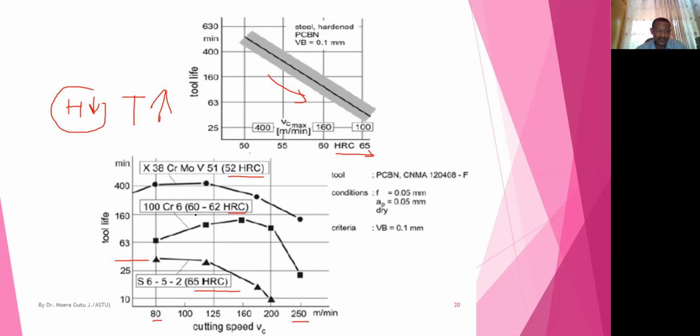Tool life is increasing. When compared to the cutting speed for every material, whether it is 52 or 62, in the beginning the tool life is more when the cutting speed is low. As the cutting speed increases, the tool life deteriorates for every material here. These are the values of feeds.